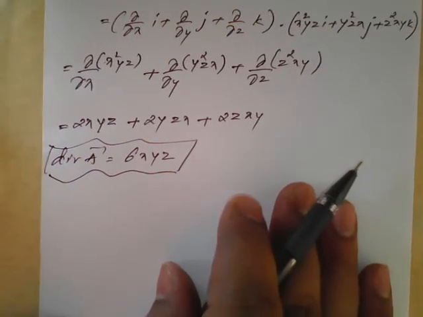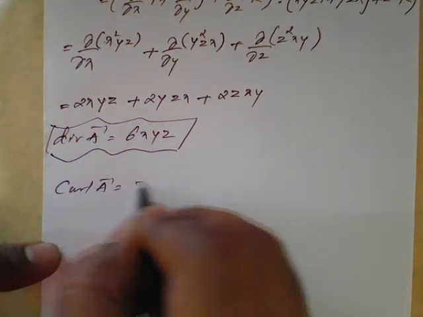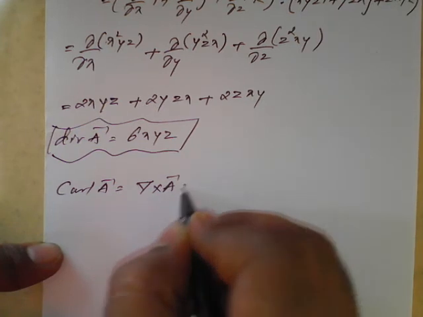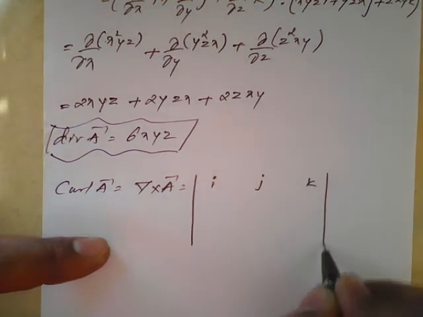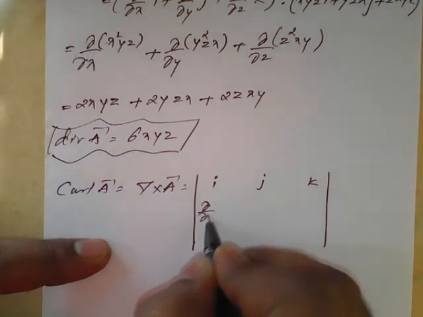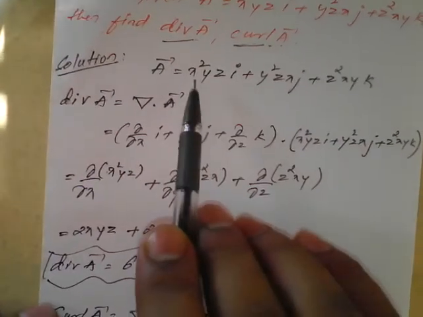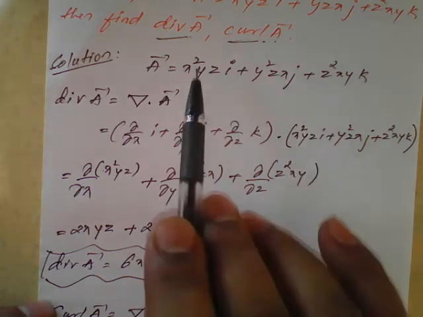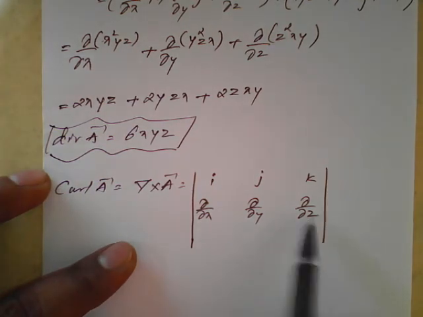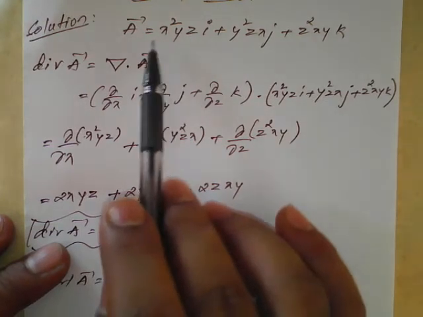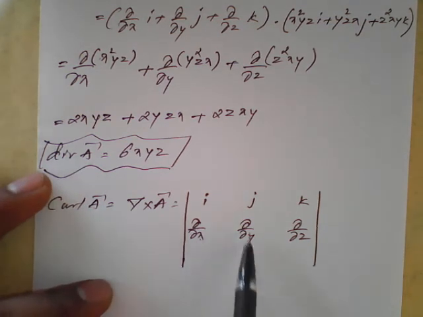I will check how the curl is found. Curl of vector A is symbolically del cross vector A, which is a determinant. The first row is i, j, k. The second row is fixed, dou by dou x, dou by dou y, dou by dou z, when the given vector is in terms of x, y, z. If it is in terms of p, q, r, it will become dou by dou p, dou by dou q, dou by dou r. So it depends on what variables they have given for the vector, and that will be fixed here. The first row is i, j, k, and the second row is dou by dou x, dou by dou y, dou by dou z.